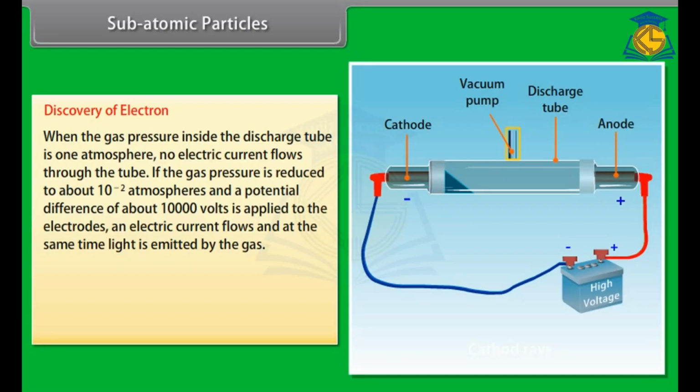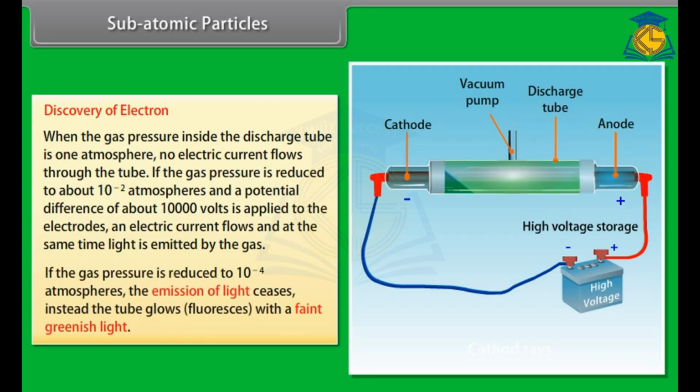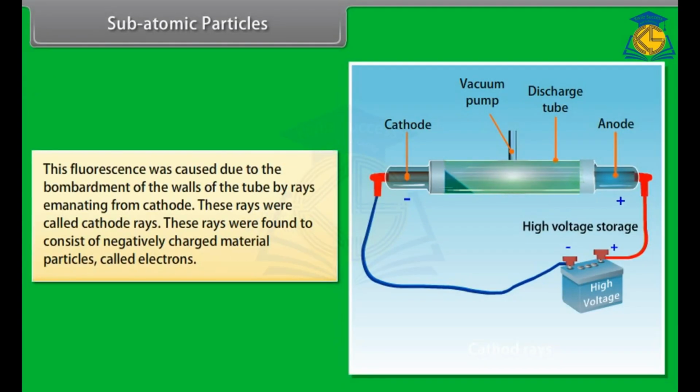If the gas pressure is reduced to about 10 to the power minus 2 atmospheres and a potential difference of about 10,000 volts is applied to the electrodes, an electric current flows and at the same time light is emitted by the gas. If the gas pressure is reduced to 10 to the power minus 4 atmospheres, the emission of light ceases. Instead, the tube glows, fluorescence with a faint greenish light. This fluorescence was caused due to the bombardment of the walls of the tube by rays emanating from the cathode. These rays were called cathode rays. These rays were found to consist of negatively charged material particles called electrons.